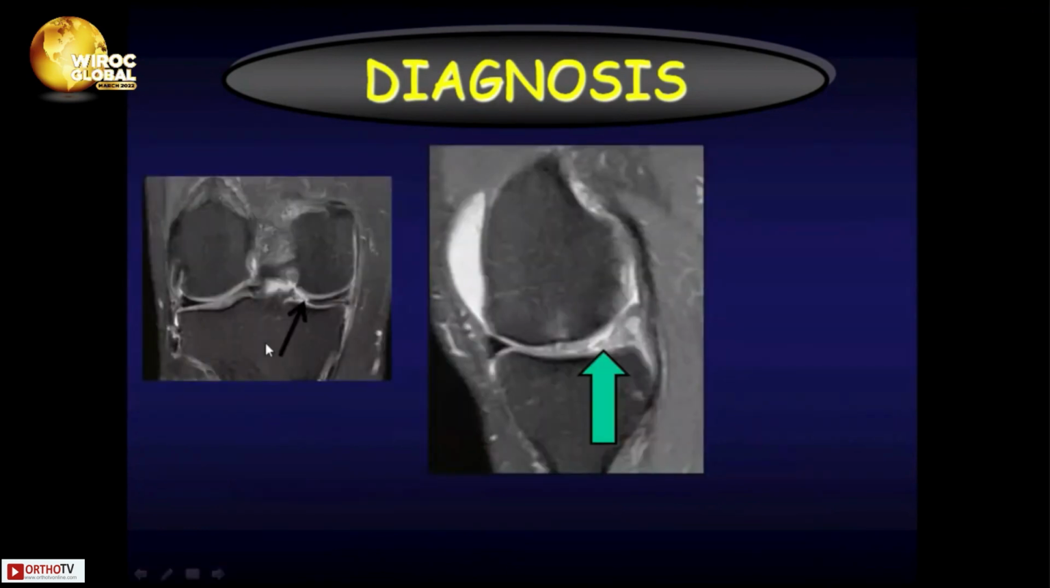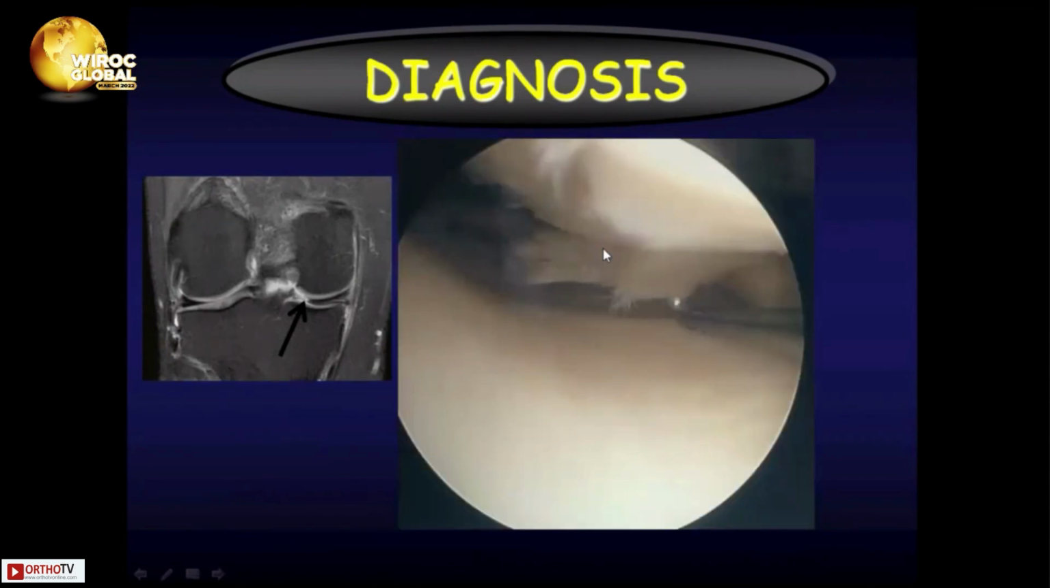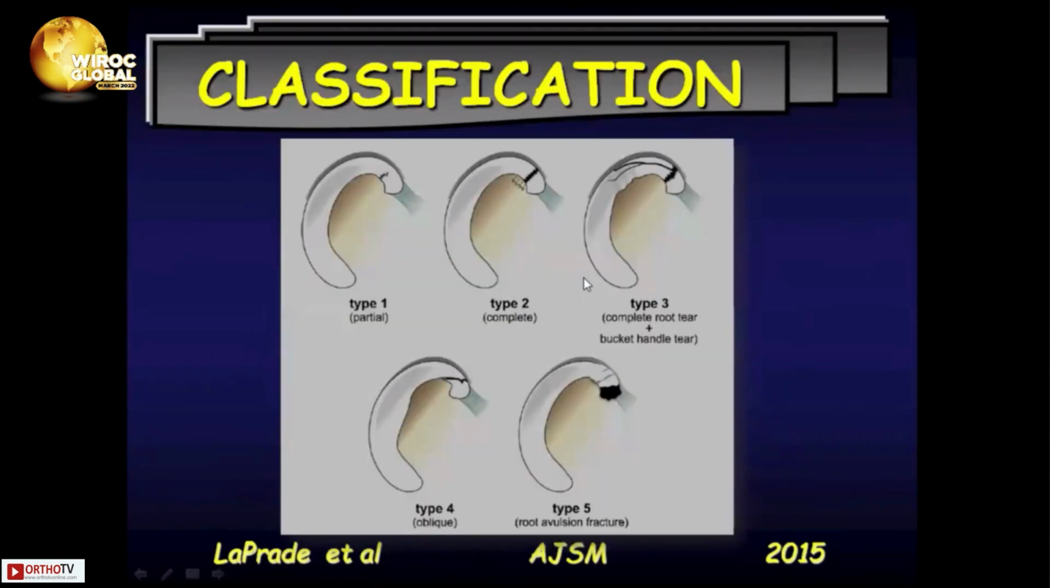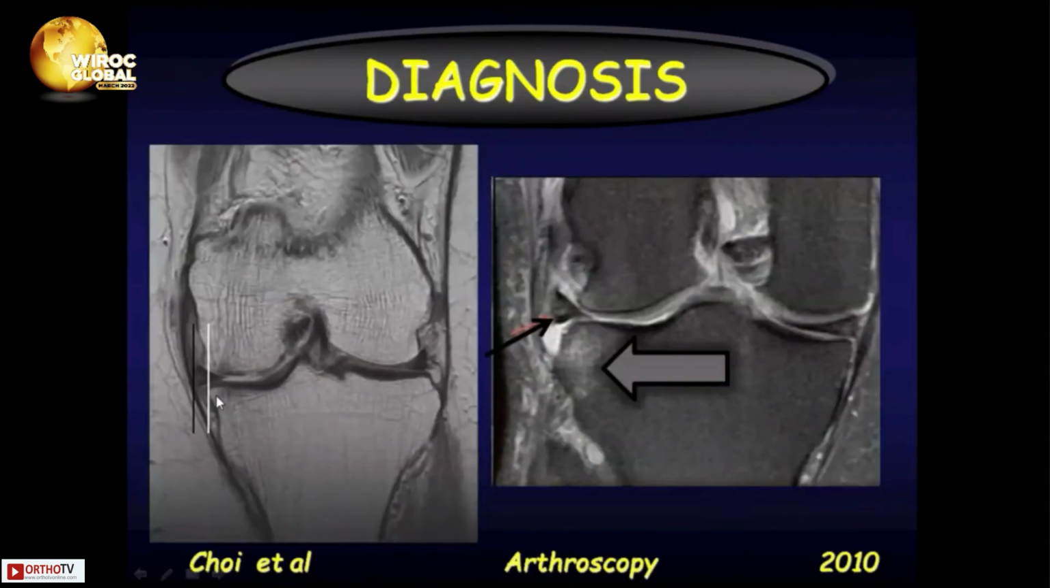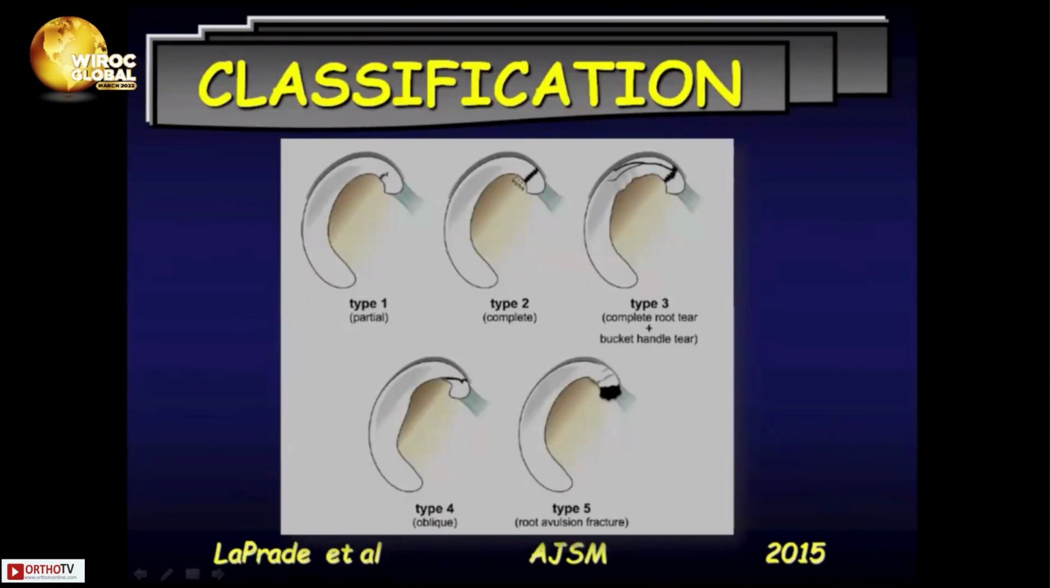And here, in our case, we have this truncation sign, the ghost sign, and let's see the arthroscopy view of a complete tear of the medial meniscus. And there's, of course, the extrusion. If this distance is more than 3 millimeters, we're talking about extrusion of the medial meniscus.